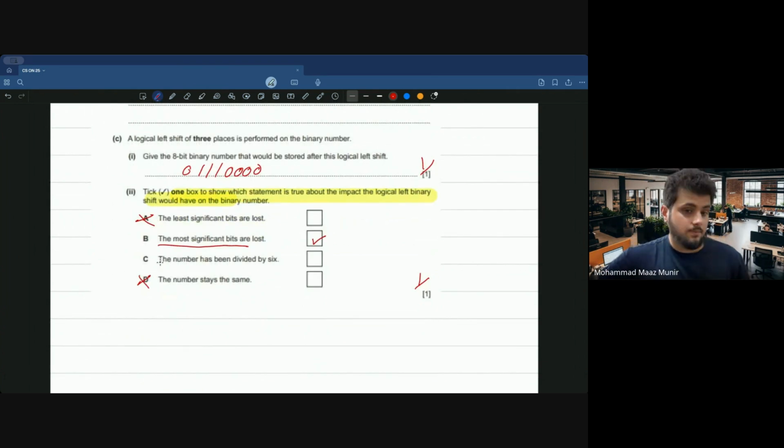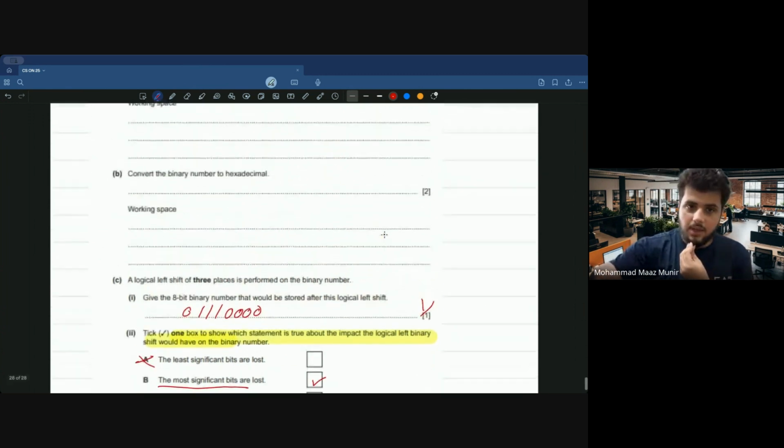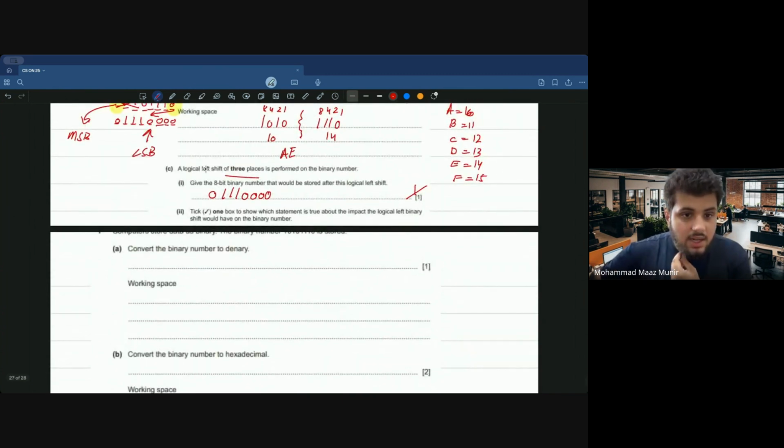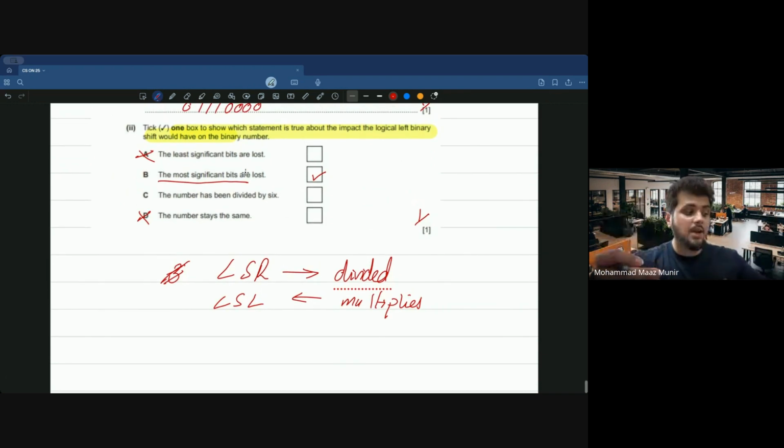Now, coming to C, the number has been divided by 6. So remember, what did we study? When you perform a logical shift right, the value gets divided. But when we perform a logical shift left, the value always gets what? It multiplies. Now, if we look at this up here, it clearly mentions a logical left shift. So a logical left shift would mean that the value would have multiplied, not divided.